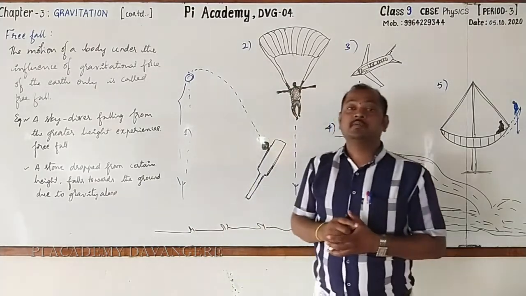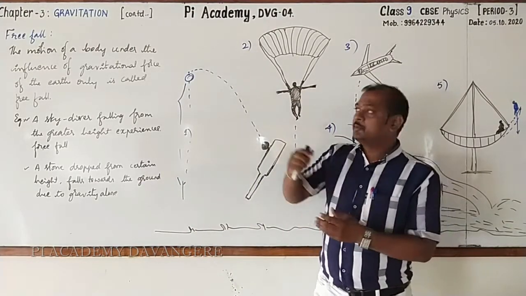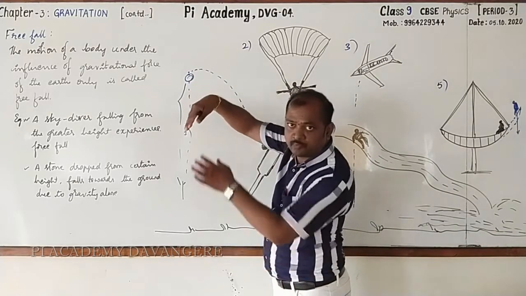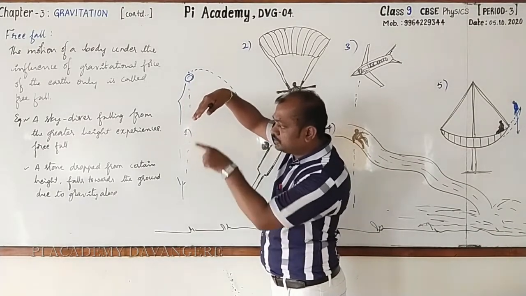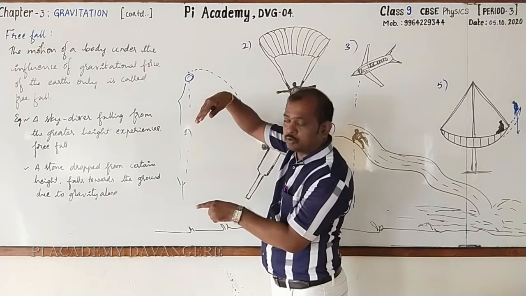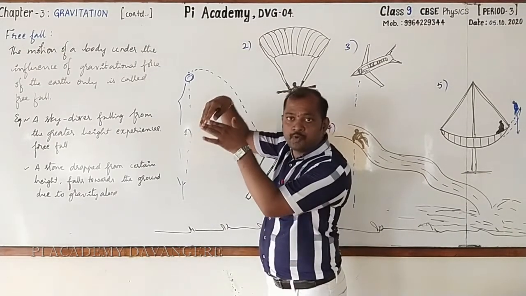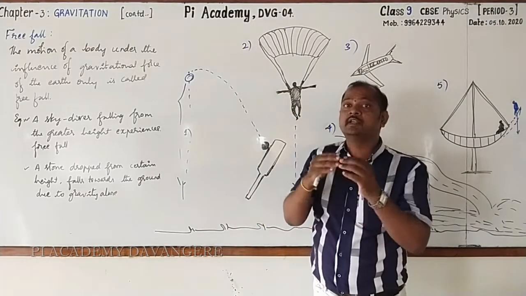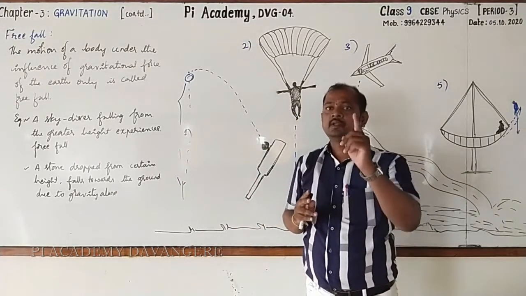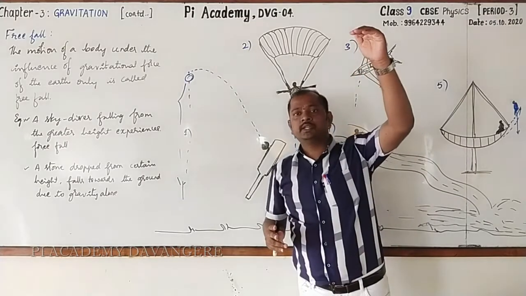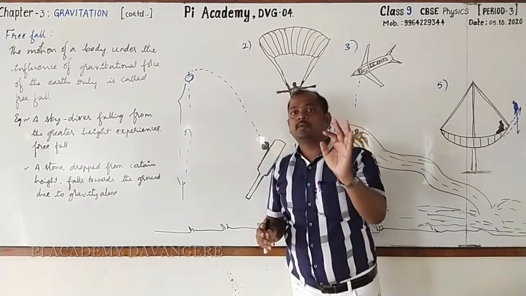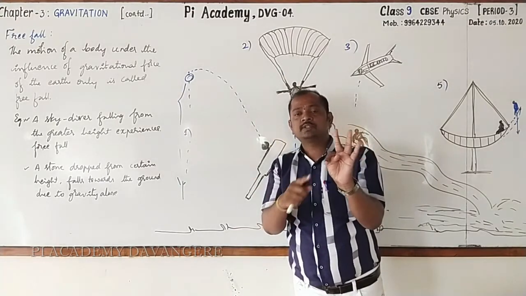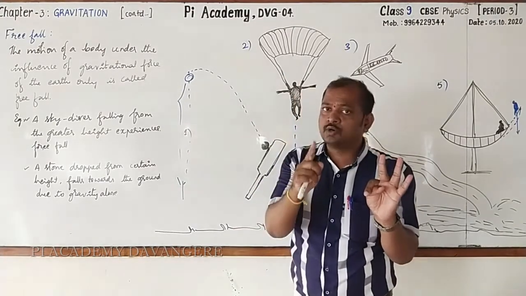Very good. The velocity increases, because when the object is falling freely towards the ground, as it approaches the ground, the gravitational force will be more. Due to that, it moves faster towards the ground. As a result of it, velocity increases. Clear? The first point is, when the body is falling freely towards the ground, the velocity changes. And second one, when it is falling freely towards the ground, the velocity also increases.